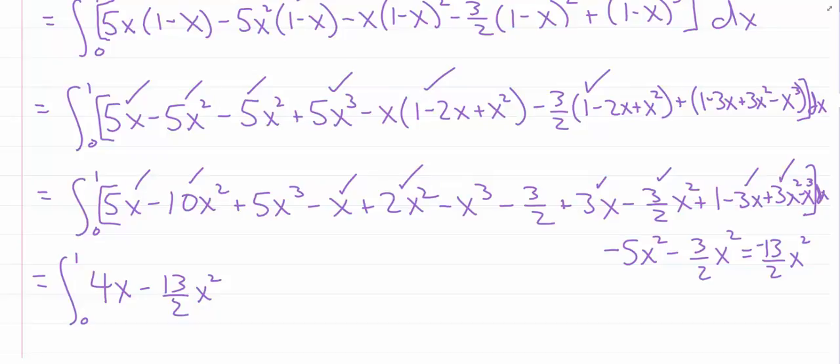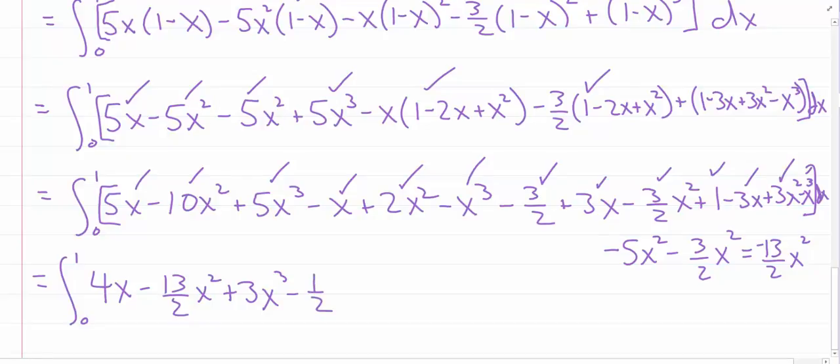Now we can look at the x cubes. I've got 5x cubed, there's 4x cubed, and minus an x cubed, so that's 3x cubed. I think I have all of those. And the only thing left is this negative 3 halves and this 1, negative 3 halves and 2 halves, so that's going to be minus 1 half. So I think we've got it. We're ready to integrate with respect to x.